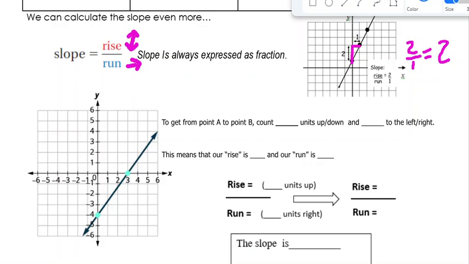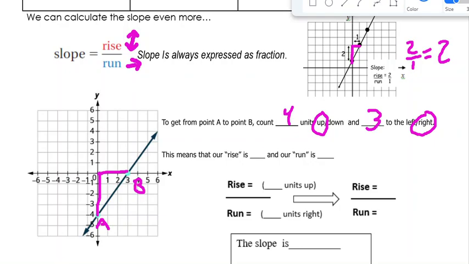We have this slope. Let's say this is point A, and this one up here is point B. To get from point A to point B, we're trying to give someone directions how to get to point B. How many units up do we have to go? We have to go up 1, 2, 3, 4. So we went 4 units up. How many over do we have to go? We have to go over 1, 2, 3. We had to go 3 to the right.